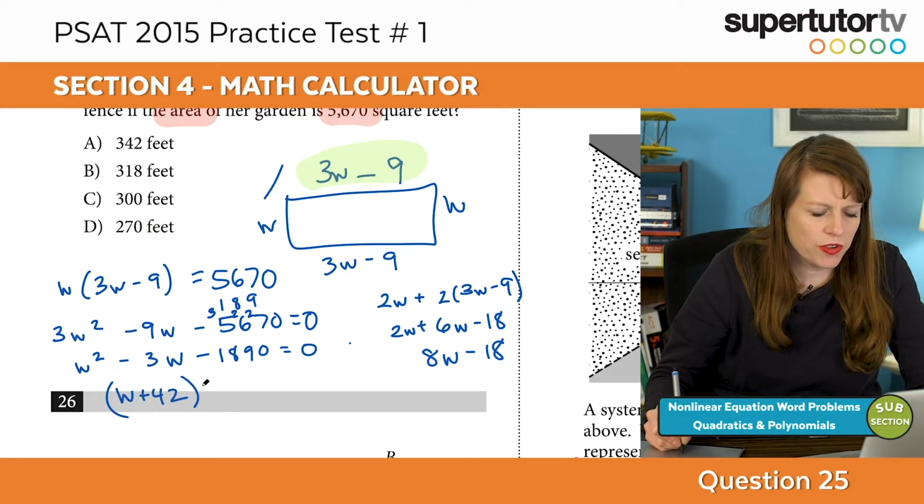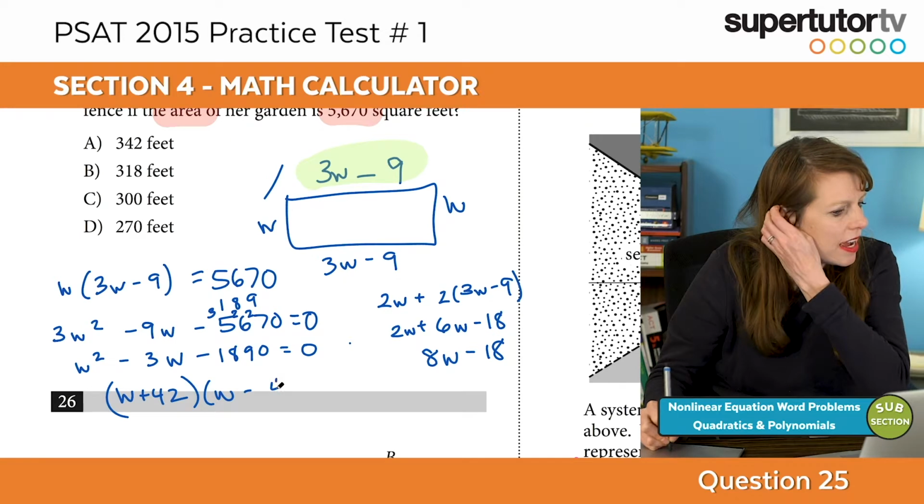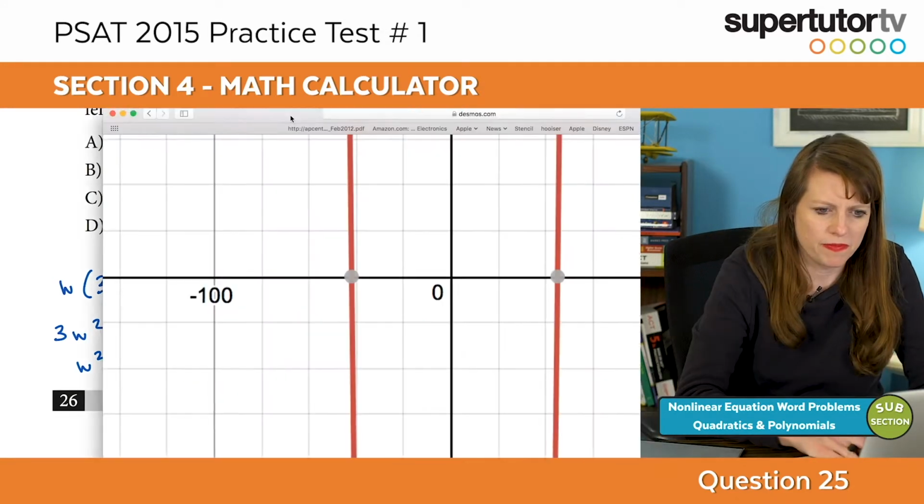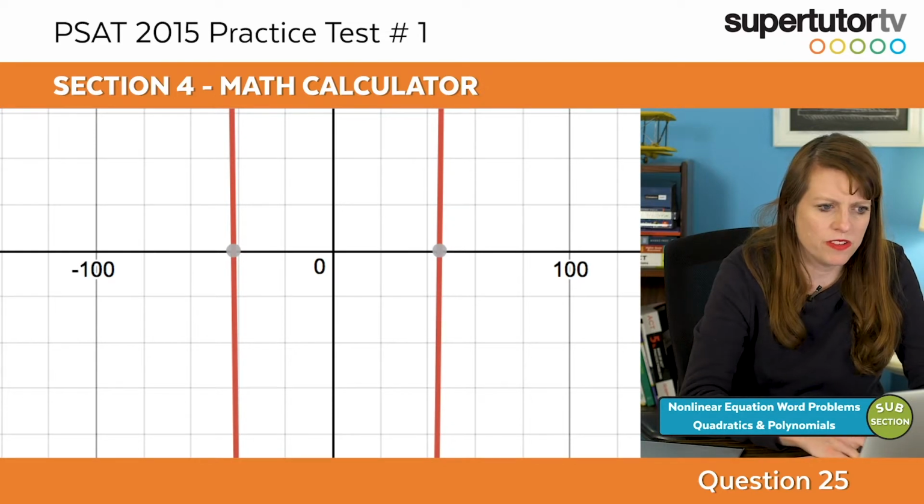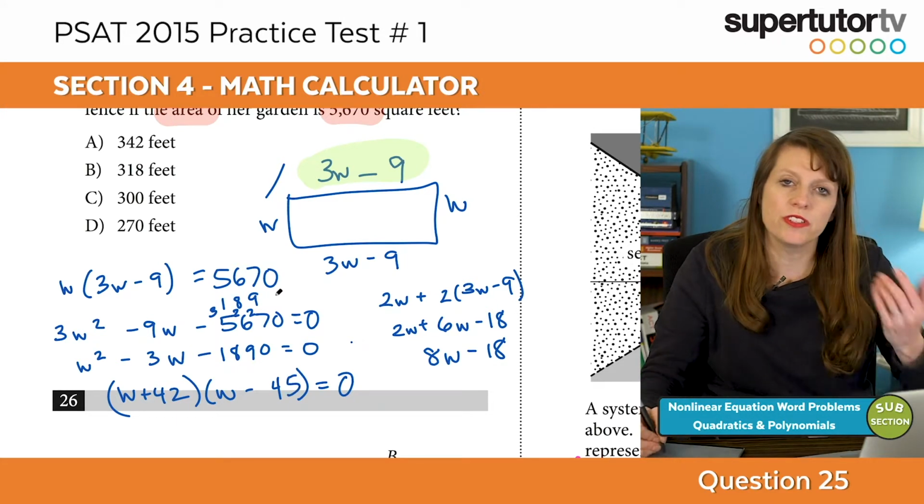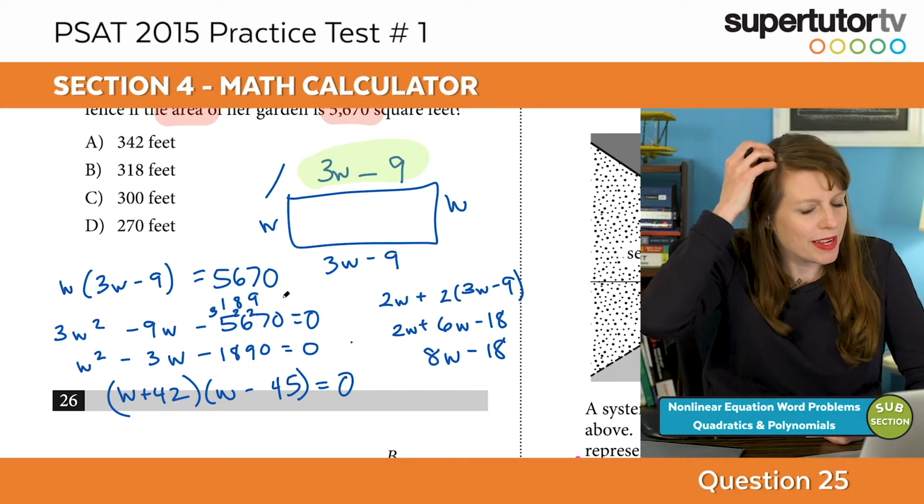So I'm just going to factor this now that I know those. W plus 42 times W minus 45 is going to be what this turns into, and that's going to give me 45. So again, the other way that you could do this is you could use a graphing calculator and trace. 45, sorry, not 49. Or you could use a quadratic equation program in your calculator.